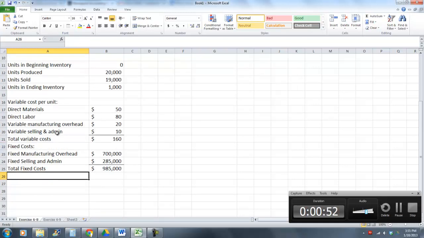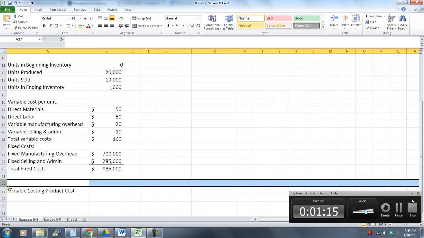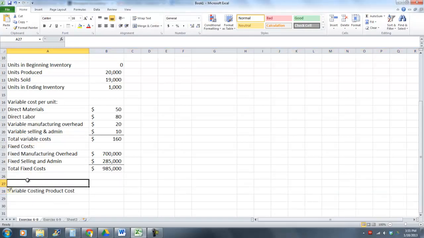Alright, so here's the information given from last year. The very first thing that we want to do is determine the variable costing product cost. Let's just do this. Part 1.